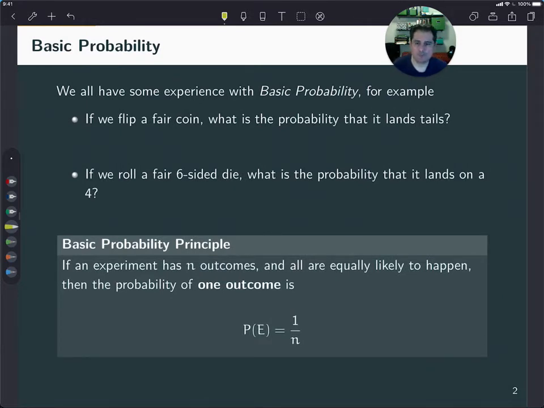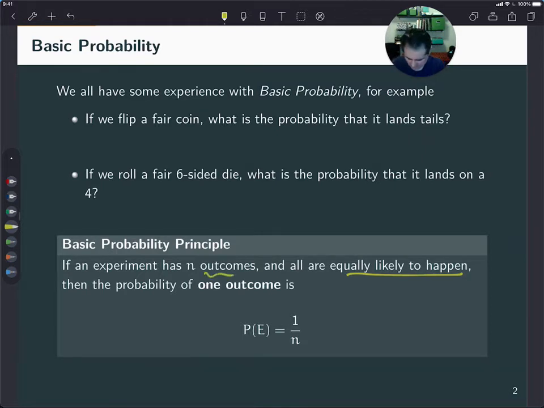The basic probability principle, I'm going to call it, is: if an experiment has n outcomes and each one of them has the same chance of happening, they're equally likely to happen, then the probability of one outcome is just 1/n. There's a few words here that I haven't defined.